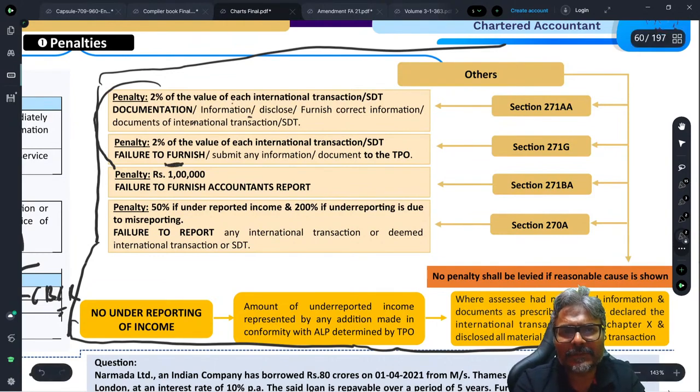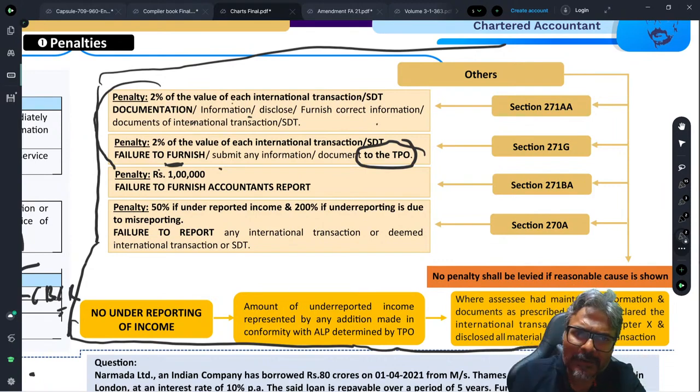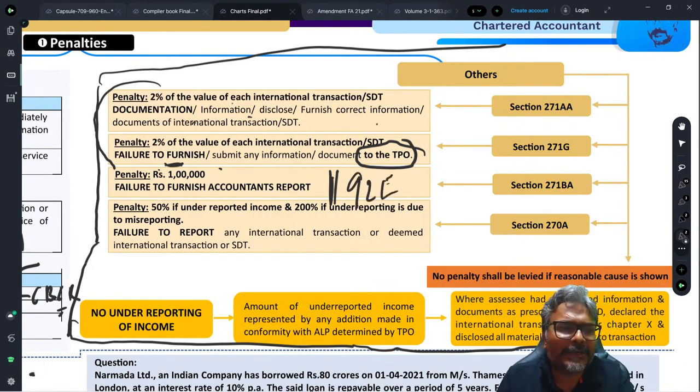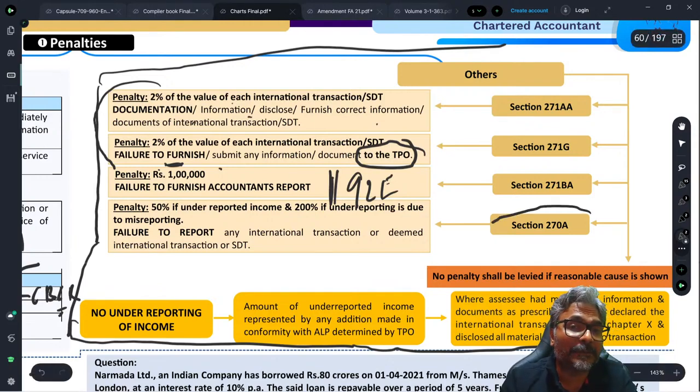The second case, students, is where it has not been maintained or not furnished: when the transfer pricing officer has asked you for certain information, and you have not filed that information. Third one is a flat penalty of 1 lakh rupees, like you all know, the accountant report 92E. If the accountant report of 92E has not been filed, then a penalty of rupees 1 lakh is imposed. And finally, you are all aware, students, this under-reporting part, 270A.